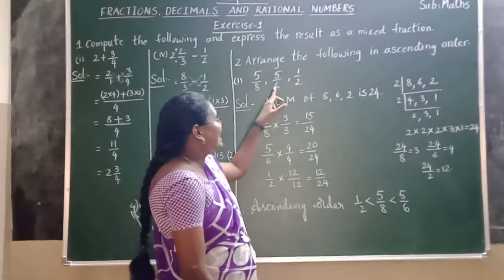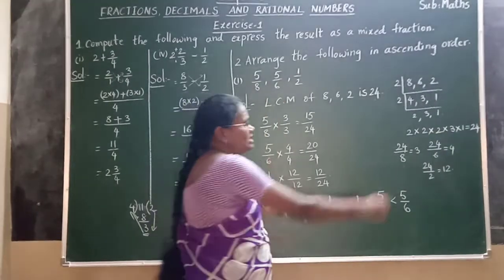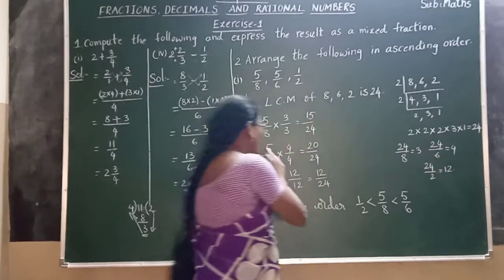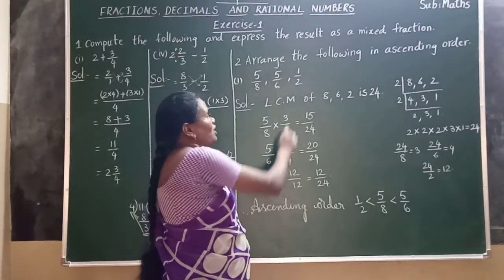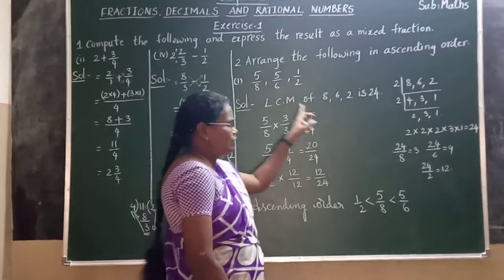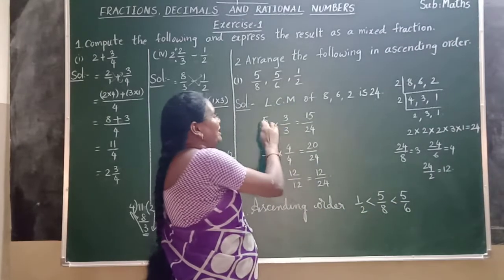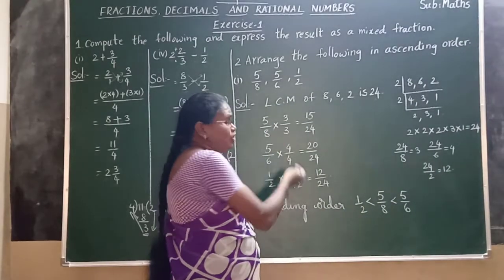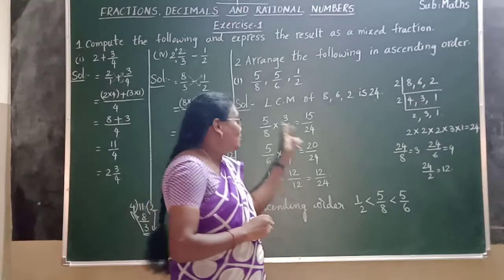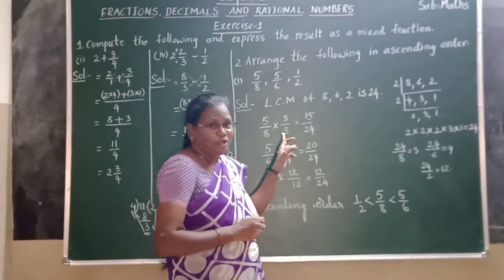Next, the second fraction is 5 by 6. What is the second number? 4. 5 by 6 into 4 by 4. What is the third fraction? 1 by 2. What is the third number? 12. 12 by 12. Multiply the numerators, multiply the denominators.